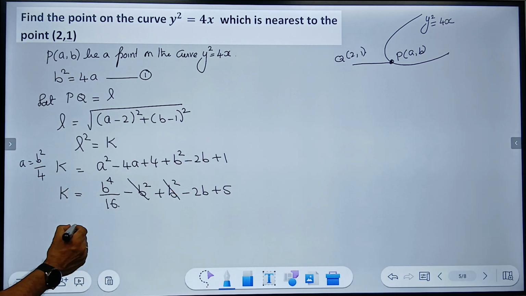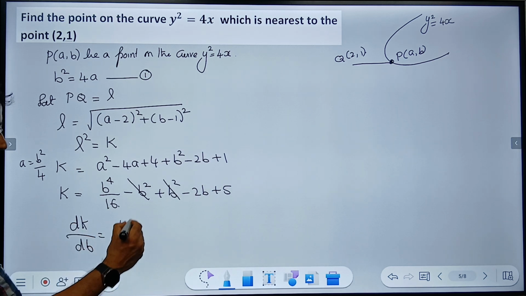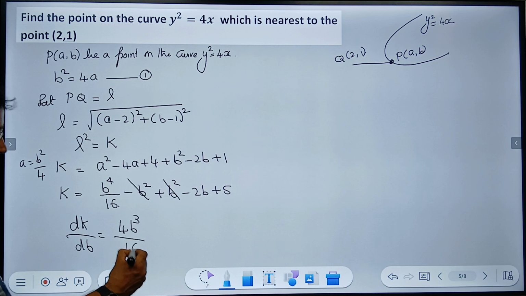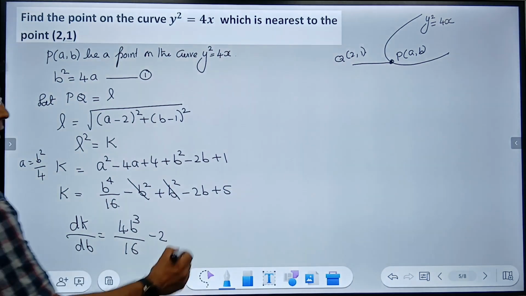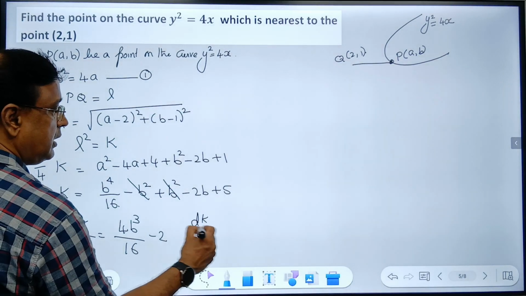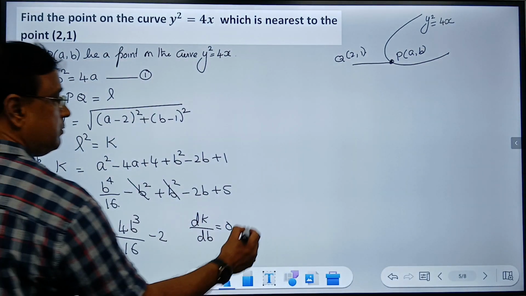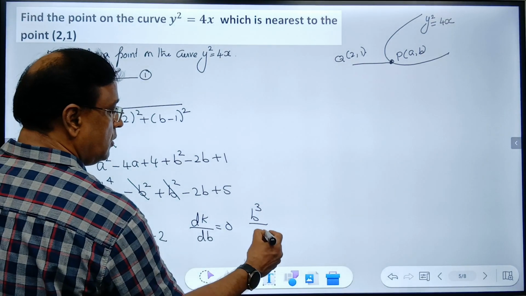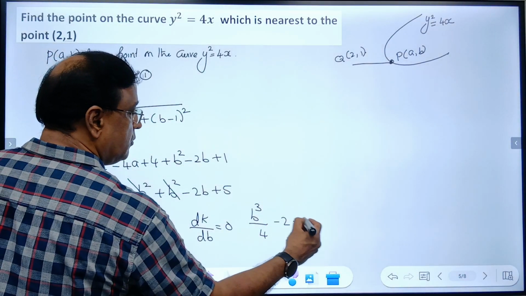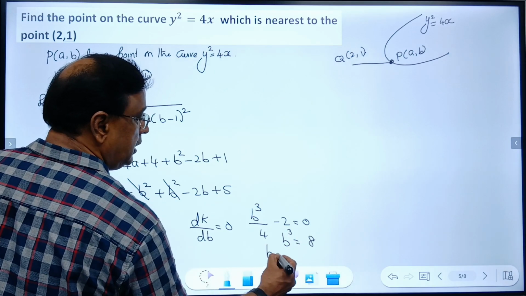The variable is b. So I find dk by db, which is 4b cubed by 16. Differentiation of minus 2b is minus 2. Now find the turning point. dk by db equal to 0. So I get b cubed by 4 minus 2 equal to 0. b cubed equal to 8. Therefore b equal to 2.